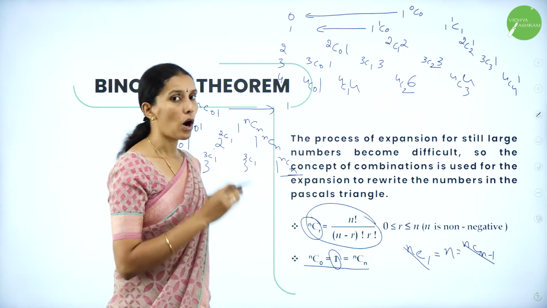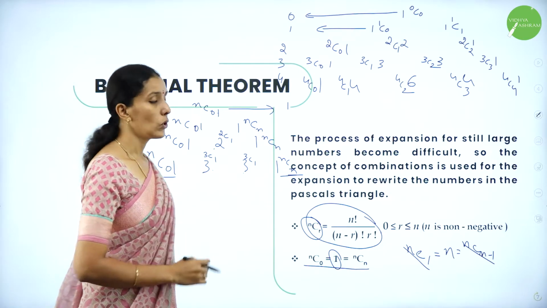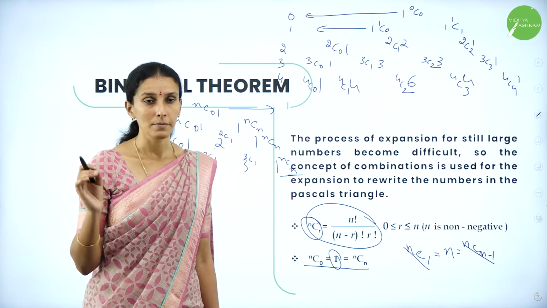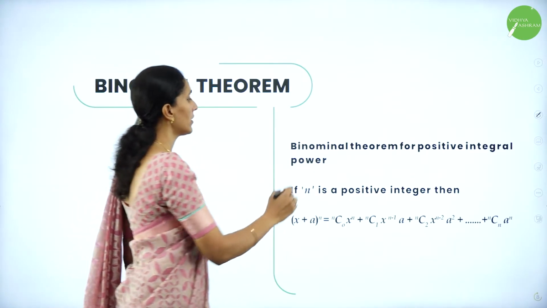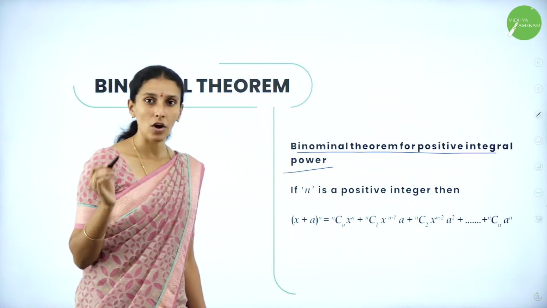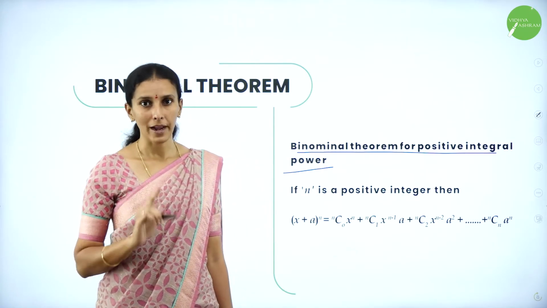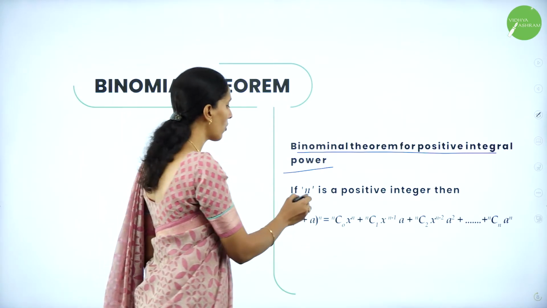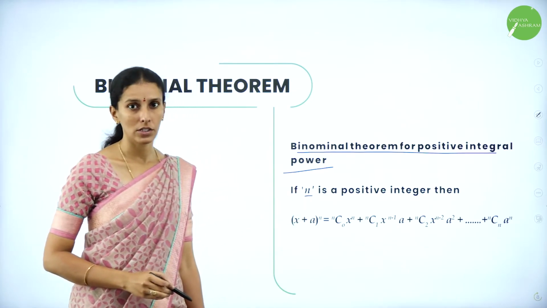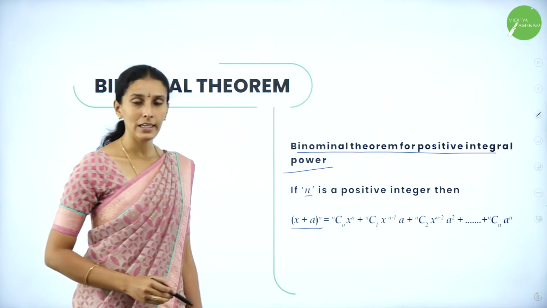So that is what the statement of binomial theorem states. So let us look at what this binomial theorem states. The theorem for positive integral power. As I already said, here we are going to find the expansion of a binomial where the power n is always positive. So what is the expansion when you have n number of terms?